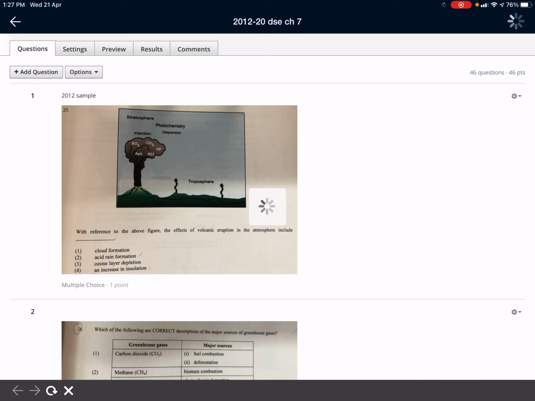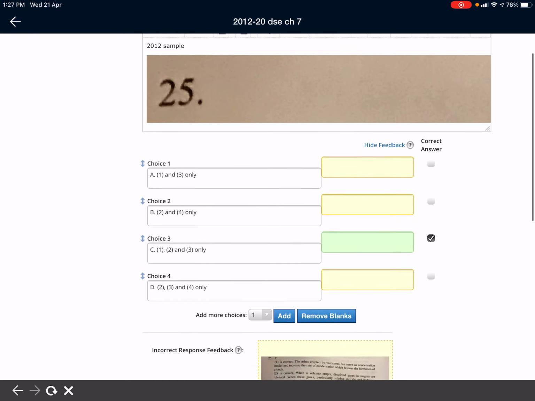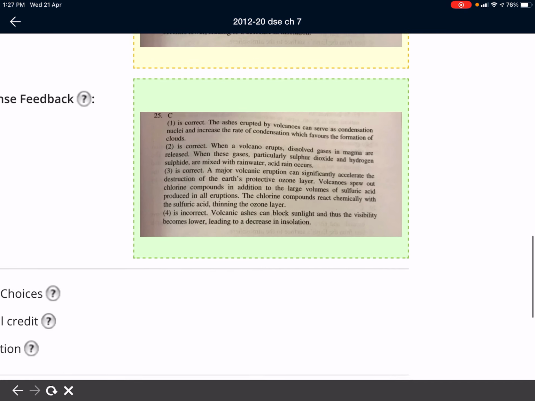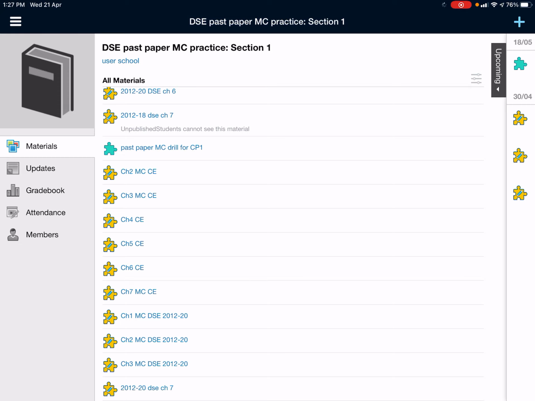rain. Okay, and the third one, ozone layer formation, which is also correct because a volcanic eruption can significantly accelerate the destruction of the protective ozone layer, just like the acidic gas. Just like the chloride compound, which is HCl, as I just mentioned, and also the sulfuric acid, which is SO2, I've just mentioned it is going to thin the ozone layer. But number 4 is not correct.